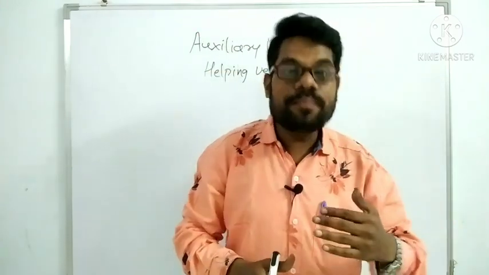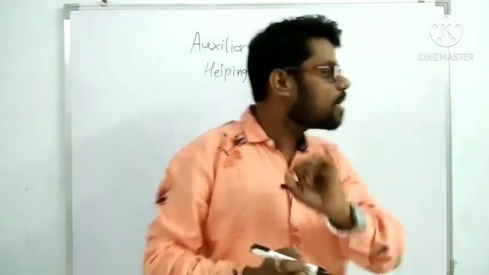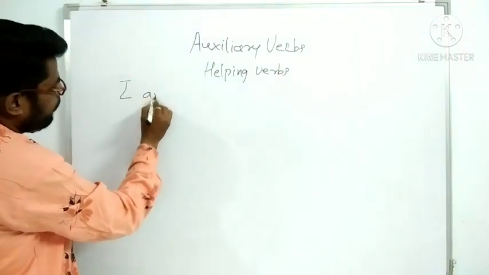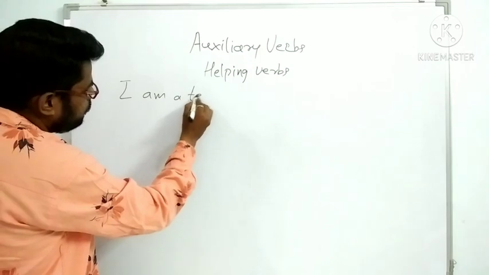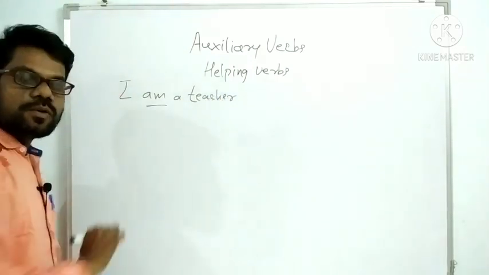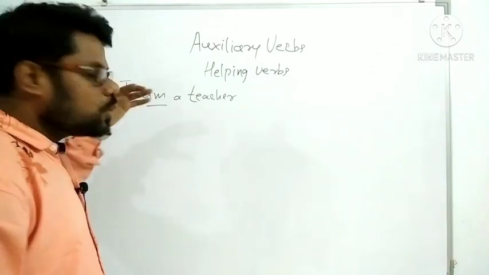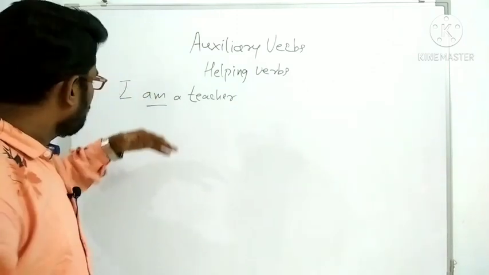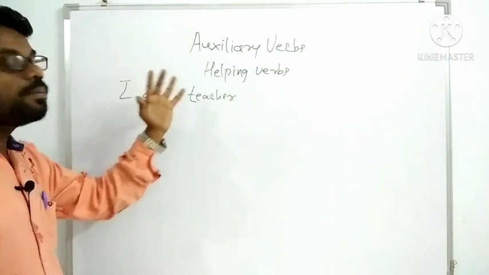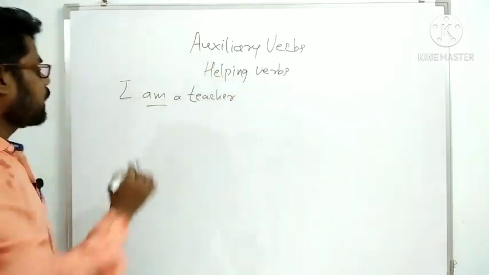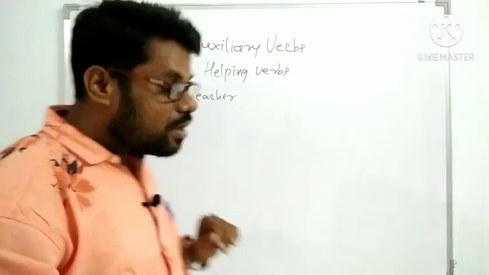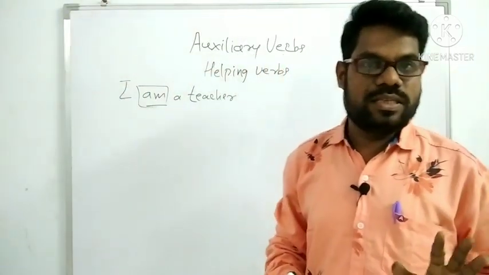Okay, I am a teacher. See, I use here am. For example, I am a teacher. When I use this am here as a verb, it gives the complete meaning to the sentence and also tells the tense. It indicates here it's a present tense.